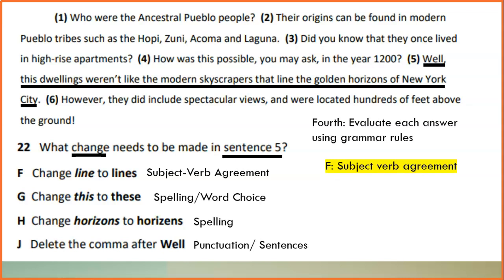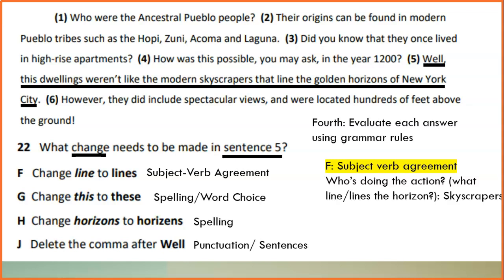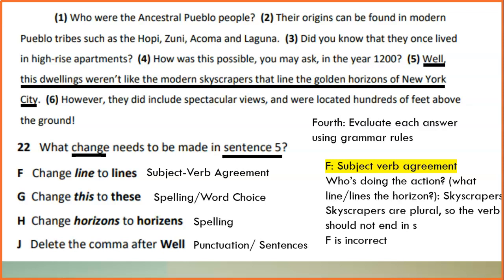So F is a subject-verb agreement question. Well, who's doing the action? What is lining the horizon? Skyscrapers are lining the horizon. Skyscrapers are plural. So if skyscrapers, plural, ends in an S already, then the verb should not end in S. Skyscrapers line. F is incorrect.